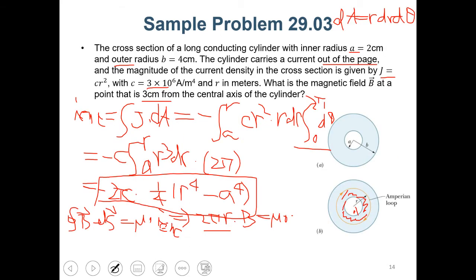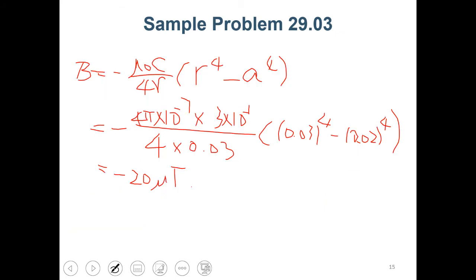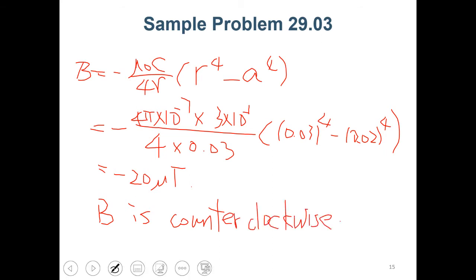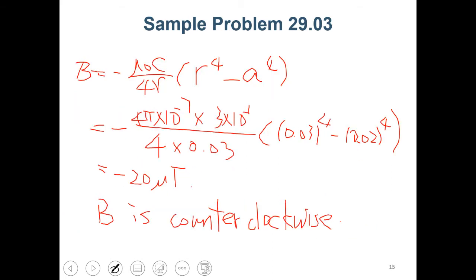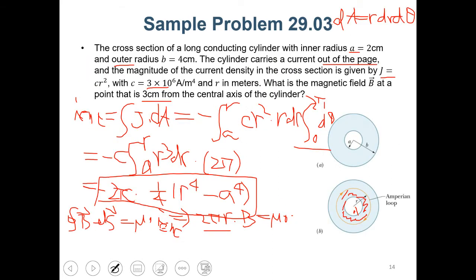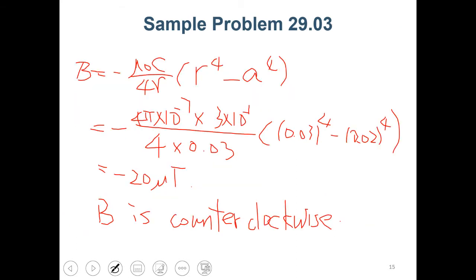And then we know that, as the Ampere loop is clockwise and we calculate a negative value as the answer, it means that B is counterclockwise. So actually, at the very beginning, you can define the Ampere loop to be counterclockwise, then you get a positive answer. It will agree, because if you have a counterclockwise Ampere loop and you get a positive answer, it means that the B field is also counterclockwise. And if you just assume the Ampere loop is clockwise and you get a negative answer, then you should know that B is counterclockwise.